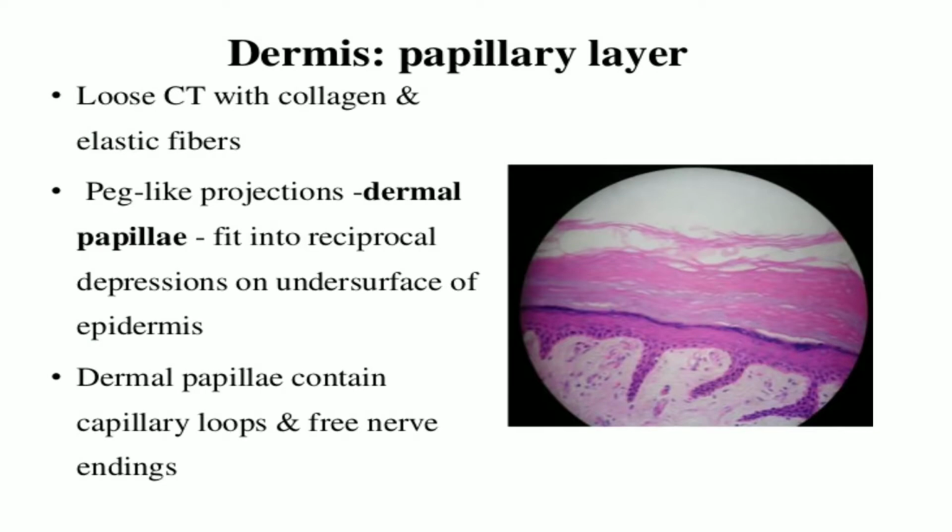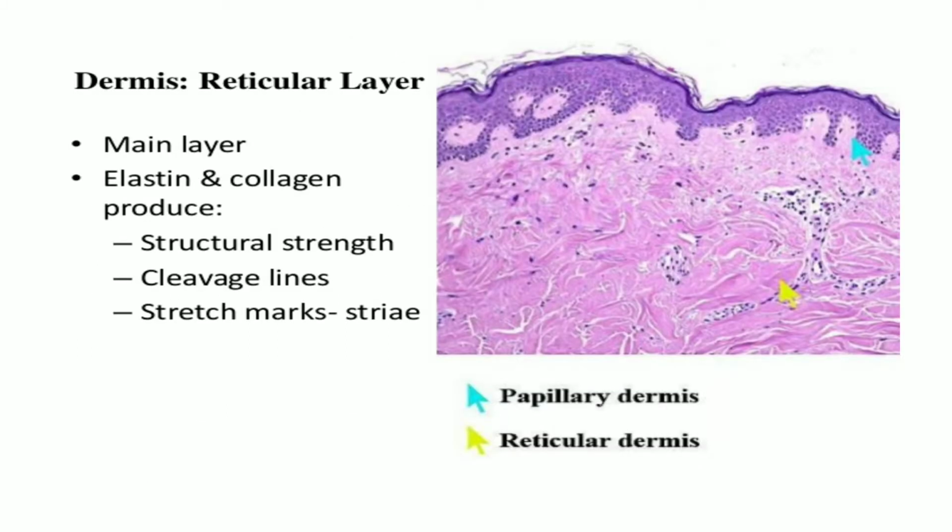The dermis has a papillary layer, that is loose connective tissue with collagen and elastic fibers. In this diagram you can see the lowermost portion in white color, that is the dermis, with upward projections towards the epidermis, forming the dermal papillae. The dermal papillae contain capillary loops and free nerve endings.